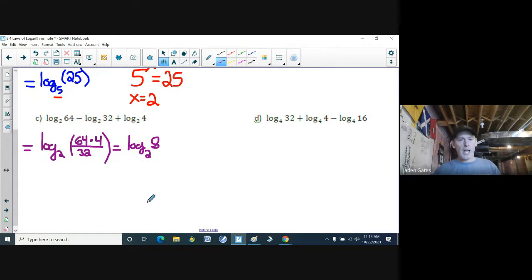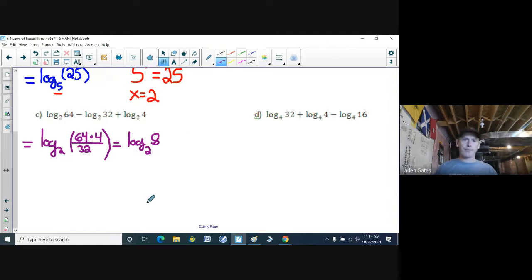All right, so again, to solve this expression, I've got my base of 2. I don't know what the exponent is, but I do know the answer is 8. And 2 to the power of 3 would give you 8. So our answer here is 3.